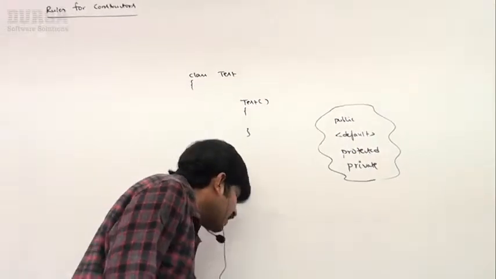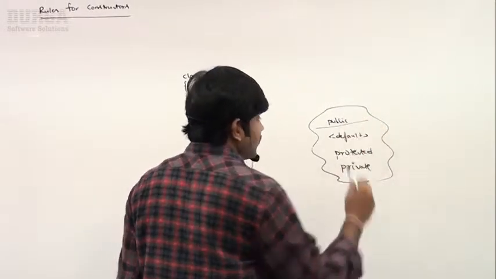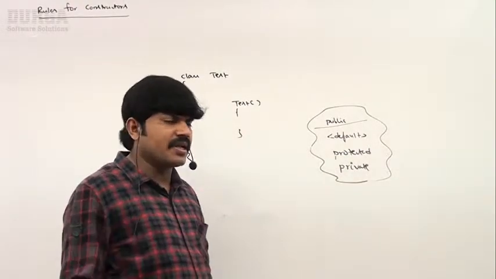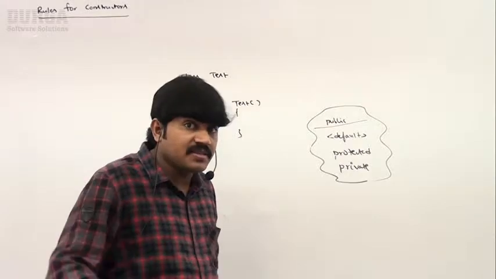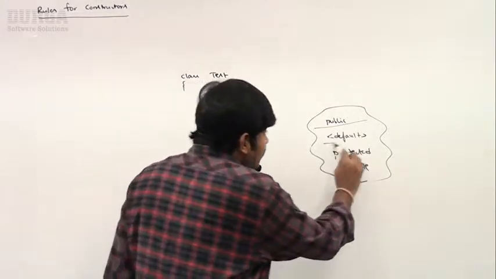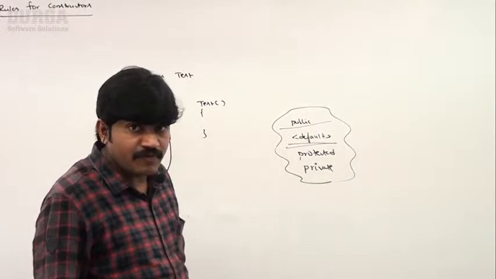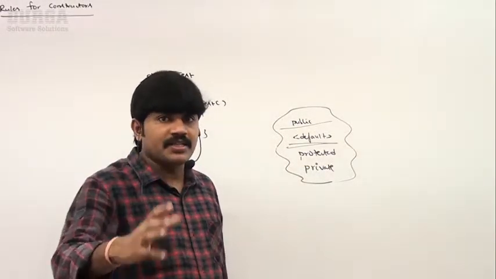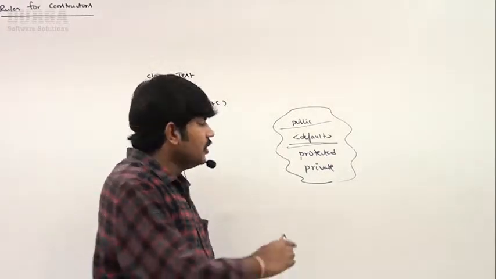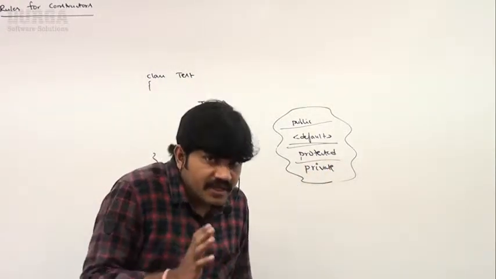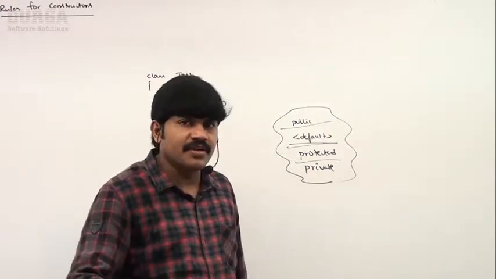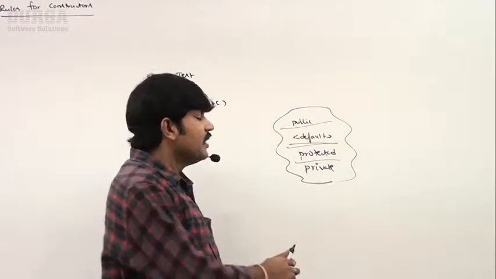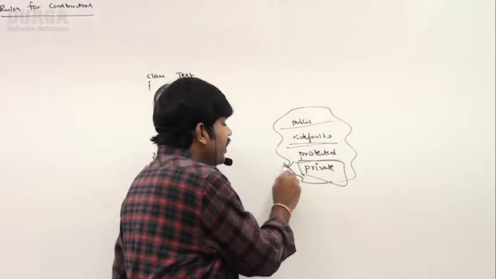If the constructor is public, anywhere you can create an object, either within the same package or outside the package. If the constructor is default, we can create an object only within the current package. Protected means you can create within the same package anywhere, but outside the package only in child classes. You know the protected modifier, right?